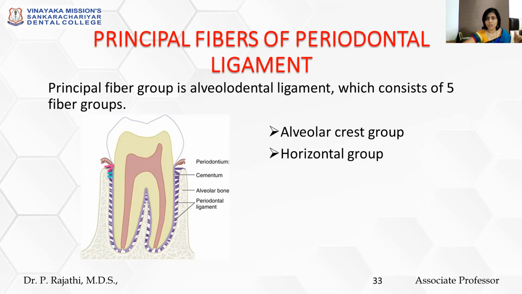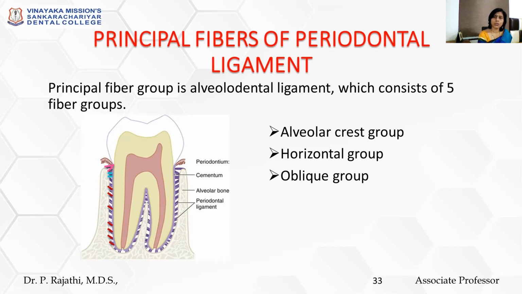So we have seen the alveolar crest group of fibers. Next is the horizontal group of fibers. The third one is the oblique group of fibers. Here, the red fibers are the ones I marked. Again, the origin is cementum, apical to the horizontal fibers, and it extends in an oblique direction. But you can see the oblique direction of the alveolar crest group is different from that of the oblique fiber group.